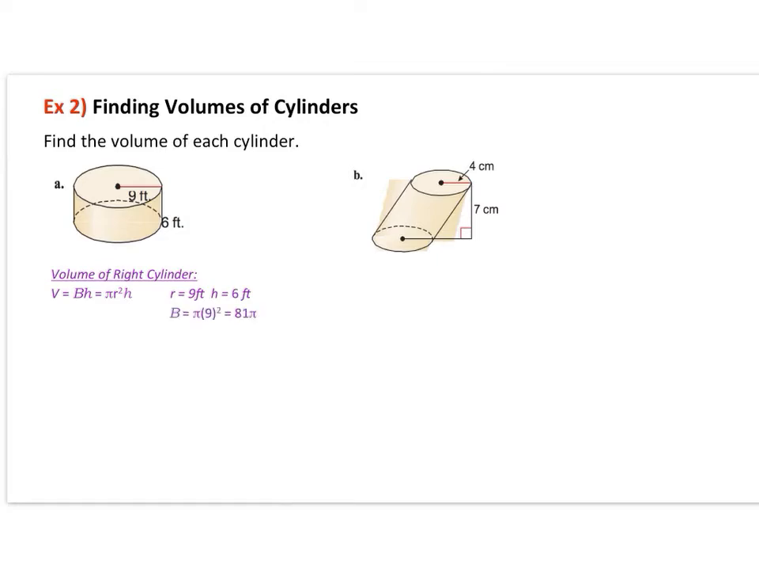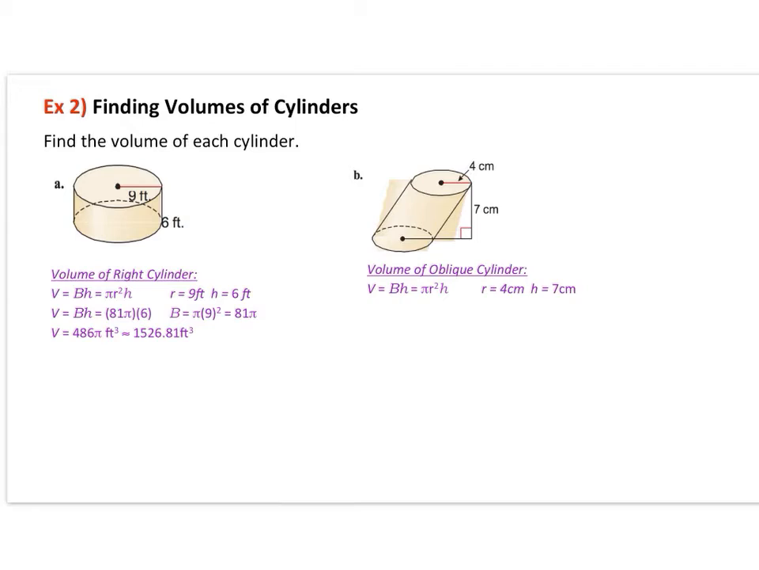So first, let's find the area of the base, which is 9 squared, 9 in place of r, which is 81 pi. We'll just leave it exact, and that's the value we will plug into our master formula. So we get 81 pi times 6, which results in 486 pi cubic feet exact, and then approximately 1,526.81 cubic feet.